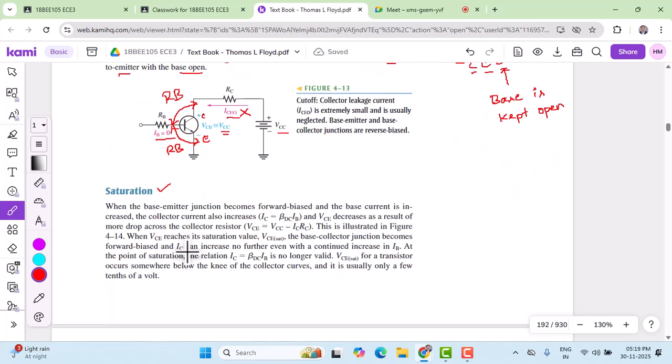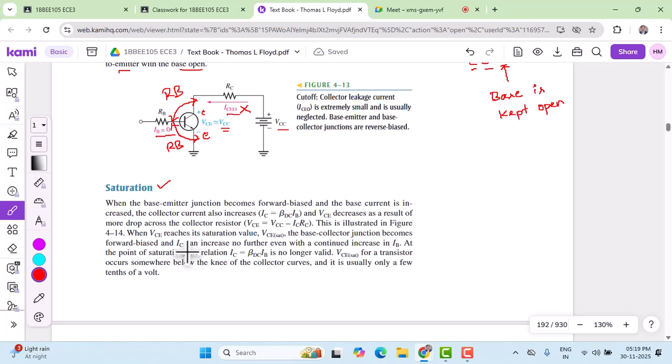Now let me move to the next one, which is saturation. Another important region to be understood in the bipolar junction transistor is the saturation region. We know that in the saturation region, both the collector base junction, the CB junction, and the base emitter junction are forward biased.